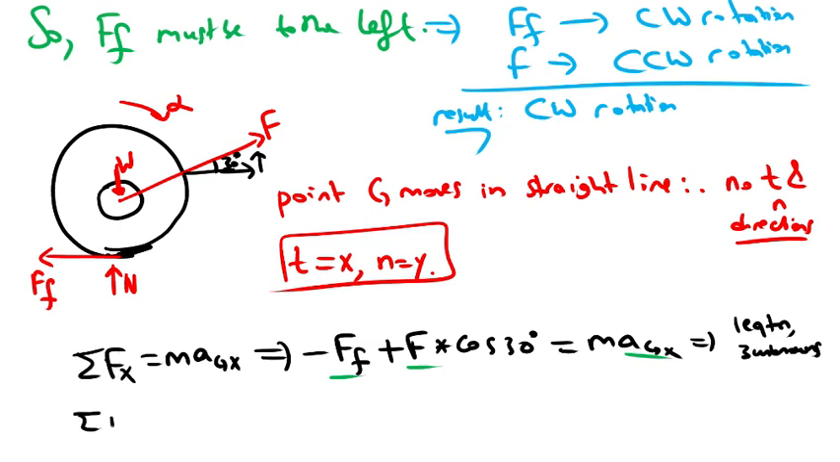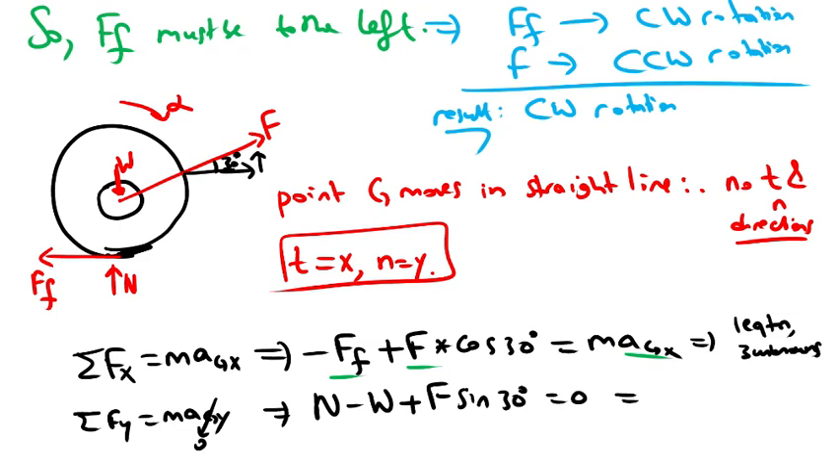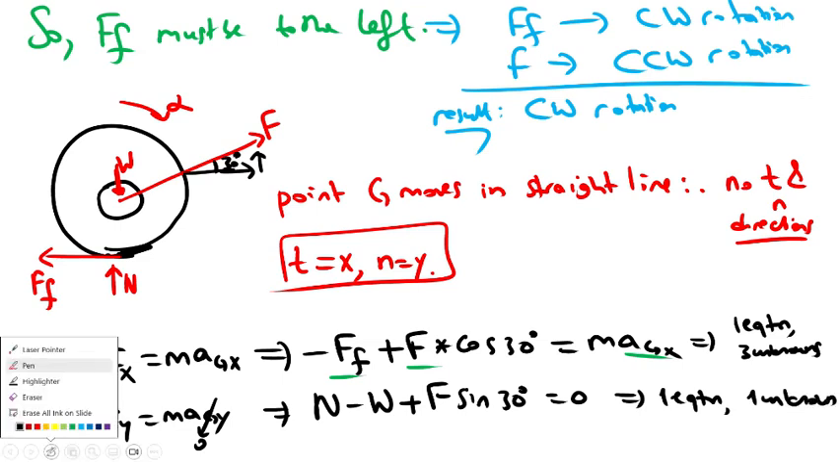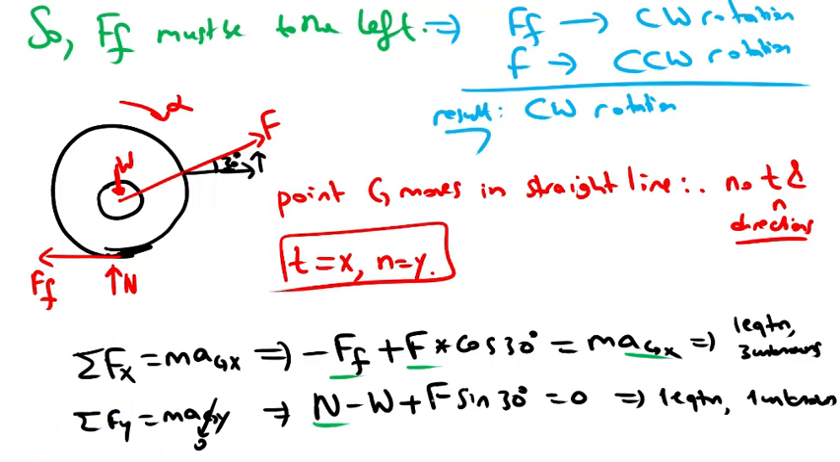Next is that the sum of F_y is m a_gy, and this term is 0. So that means that N minus W plus F sine 30 degrees equals 0. So we have one equation and one unknown, that is the N. F has been defined before. So we have two equations and then 4 unknowns. We need one more equation.